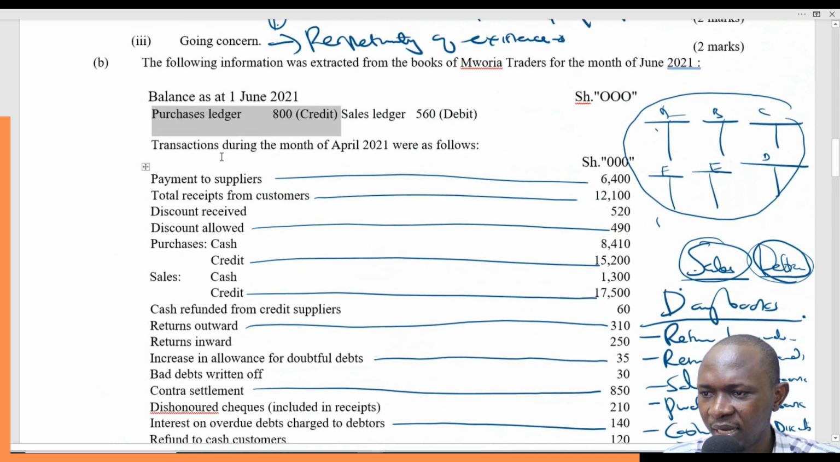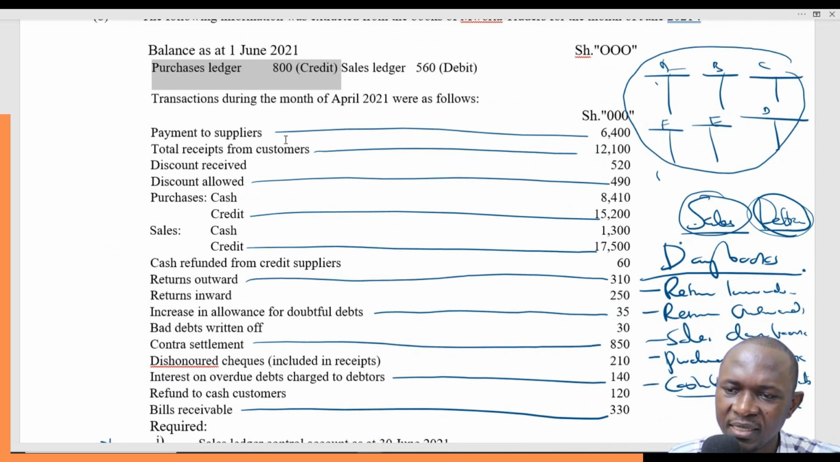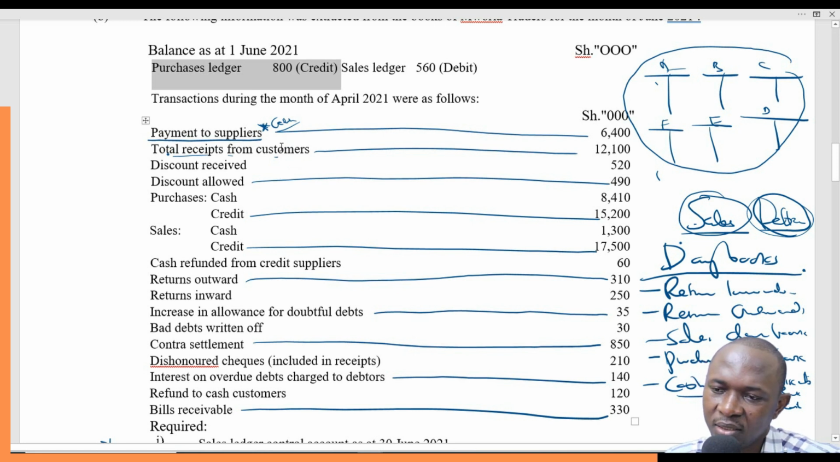So let's look at these transactions. Payment to suppliers. Suppliers don't have anything to do with the debtors. Suppliers will transform into creditors. So we leave this one out. We'll go to the purchases ledger. Total receipts from customers. Customers are our debtors. We are receiving money from our debtors. The assumption here is that these are just receipts from customers to whom we had sold on credit, unless the question specifies otherwise.